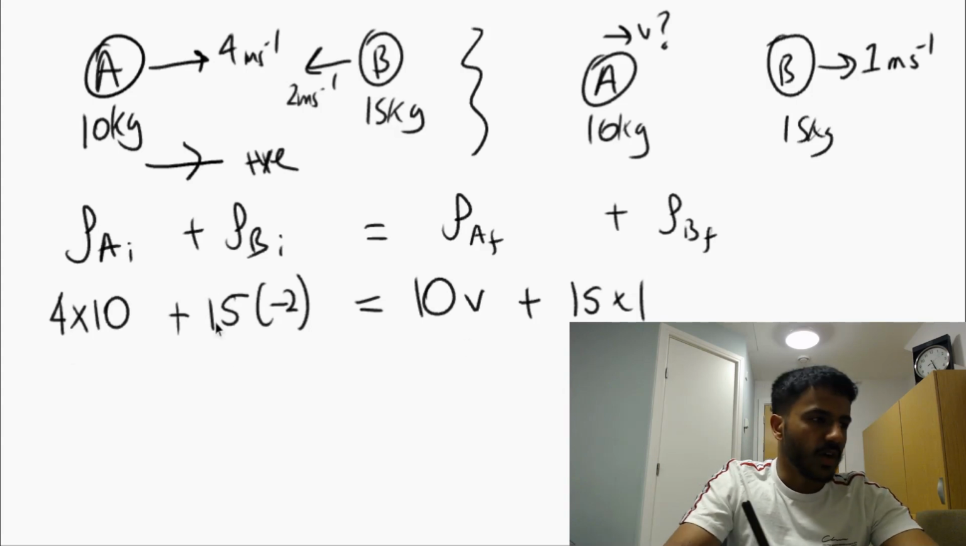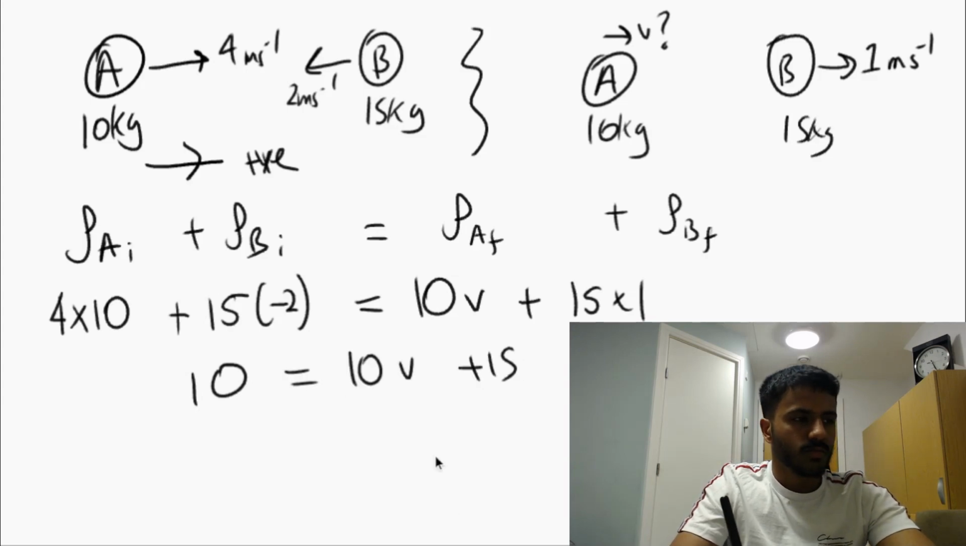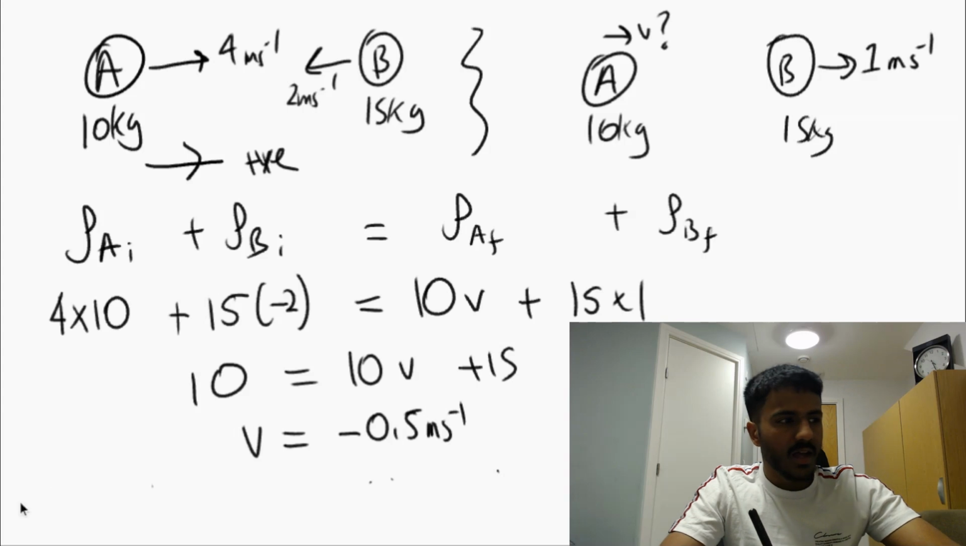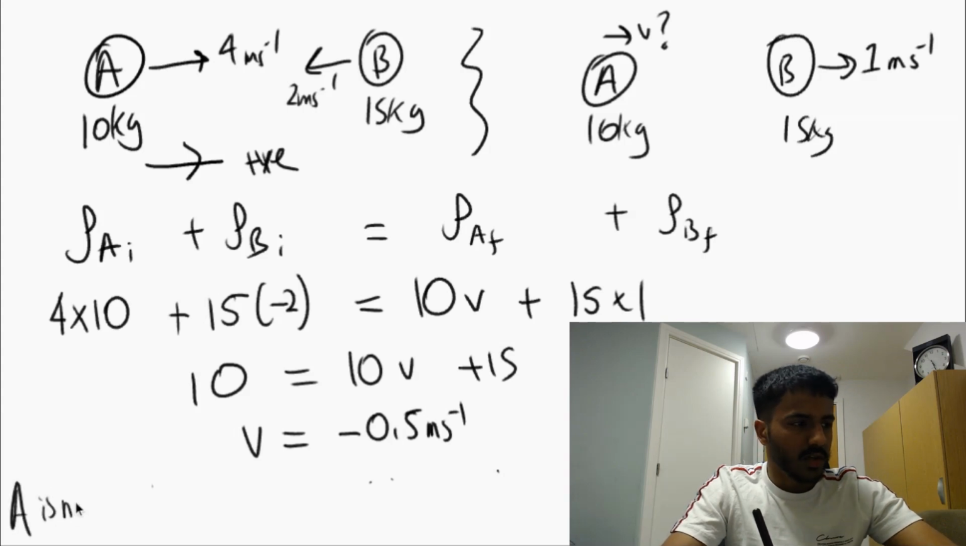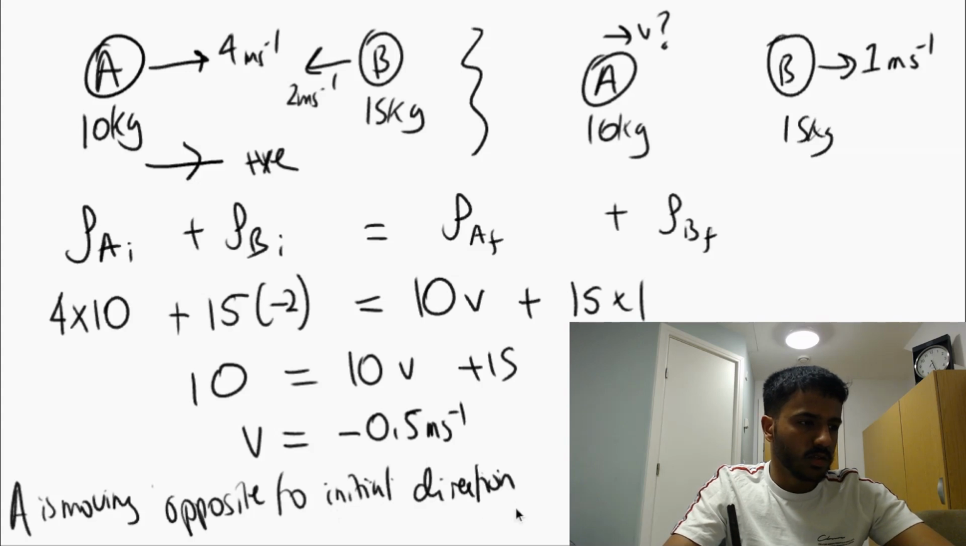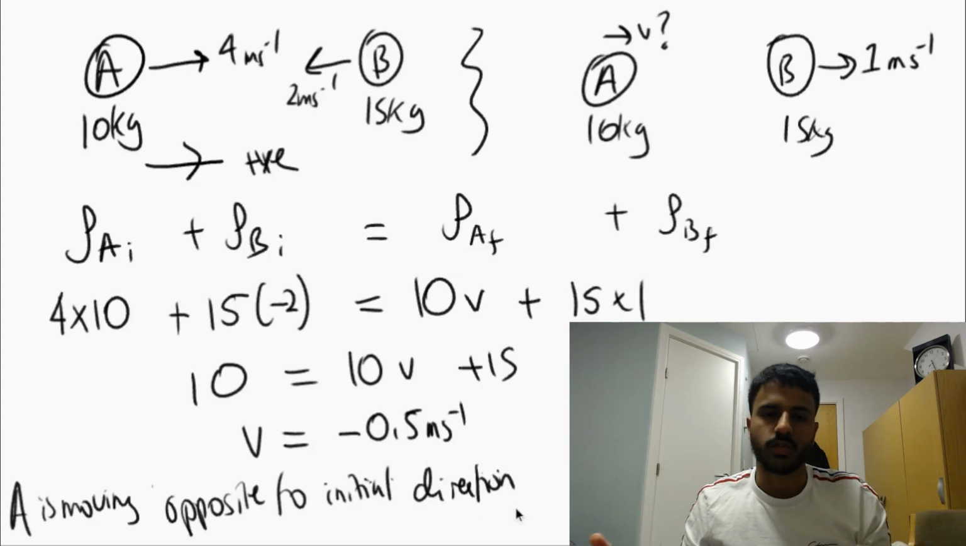So if we simplify this, this will give you 10 is equal to 10v plus 15. And if you rearrange, we're going to get that v is equal to 0.5 meters per second, which means that A is moving opposite to its initial direction. And in this case, it means that it's moving to the left.